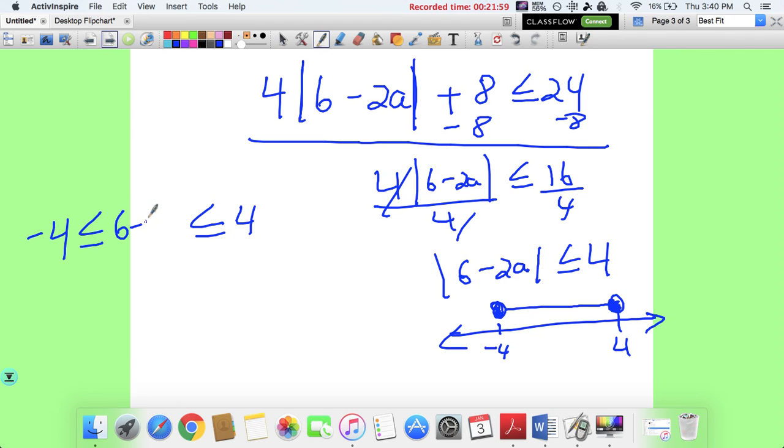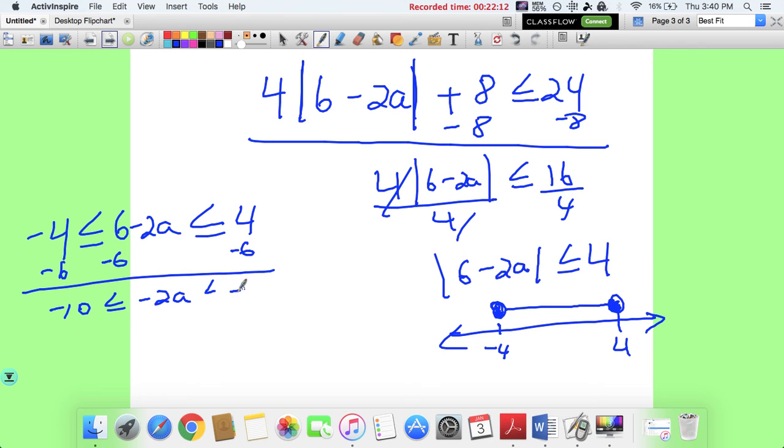And this is going to be 6 minus 2a. Remove the absolute value sign. Let's do minus 6, minus 6 everywhere. And we get -10 less or equal to -2a, less or equal to -2. Divide by -2, everybody. So -10 divided by -2 is 5, and -2 divided by -2 is 1. We're going to reverse that sign, point that way. So a has to be less than or equal to 5 and greater than or equal to 1. A number between 1 and 5.